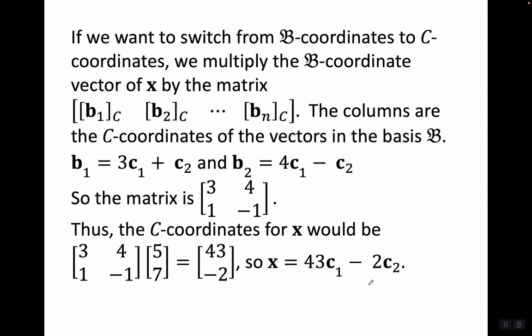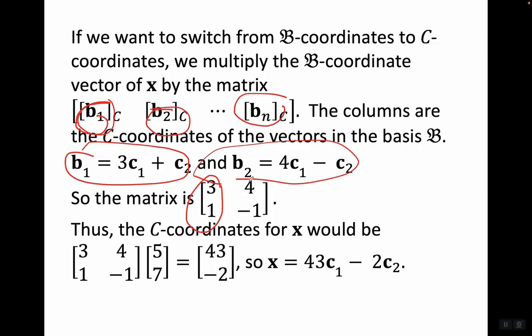If we want to switch from 𝔅 coordinates to 𝒞 coordinates, we multiply the 𝔅 coordinates of x by this matrix: [b1]_𝒞, [b2]_𝒞, and so on up to [bn]_𝒞. These columns are the 𝒞 coordinates of the vectors in the basis 𝔅. Since b1 equals 3c1 plus c2, that's b1 in terms of 𝒞, and that's going to be our first column. These are the 𝒞 coordinates of b1. And since b2 is 4c1 minus c2, our second column of this matrix is going to be 4, negative 1. Those are the 𝒞 coordinates of b2.